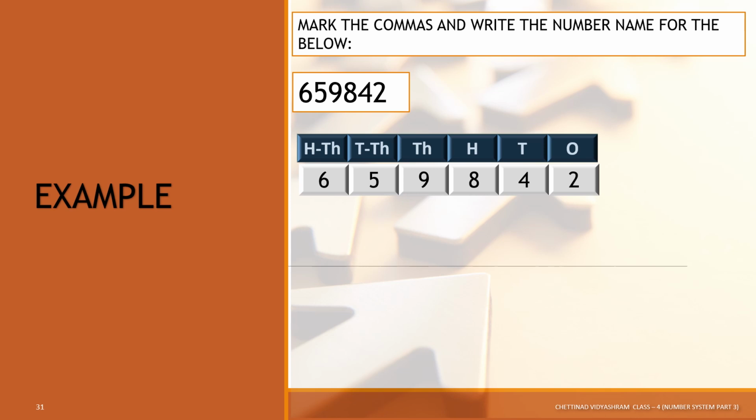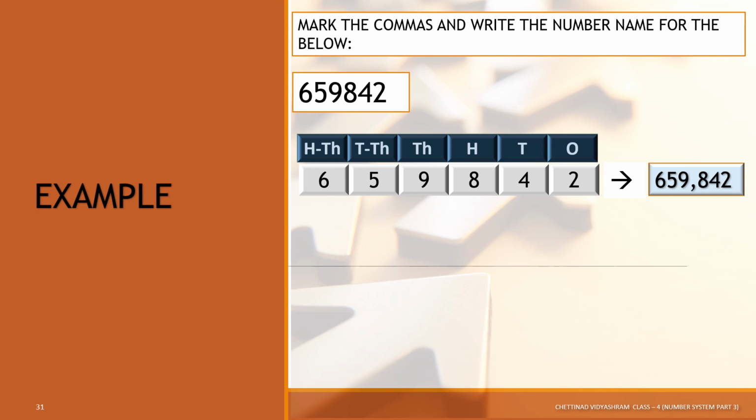In international place value system, we mark commas between every 3 digits. So, starting from right hand side, count the digits 1, 2, 3. So, there will be a comma between 9 and 8, which is 659,842. How will we read this number, children? 659,842. Because 659 will come under thousands period.